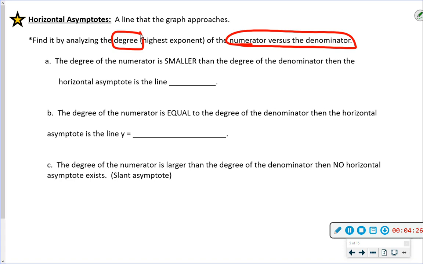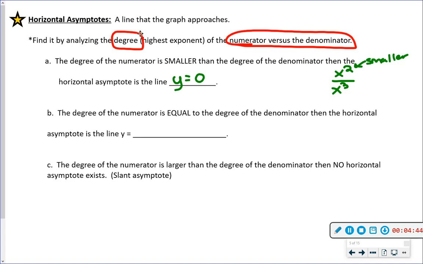So let's say you have like an x squared over an x cubed. The degree of the top is smaller. That's what we're looking for. This is my favorite because you don't have to do any work. It's just automatically the line y equals 0. Like it, like it, like it.